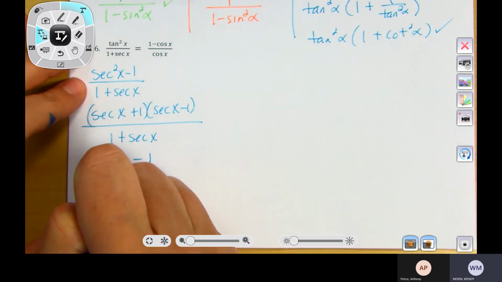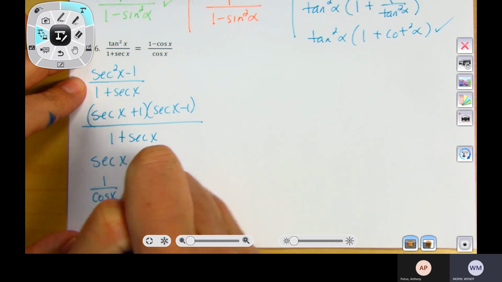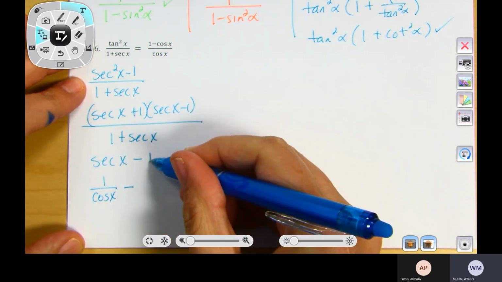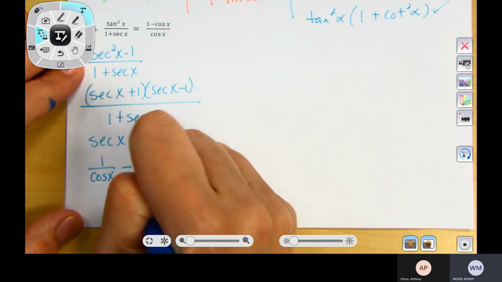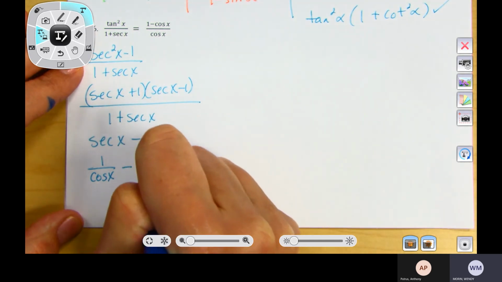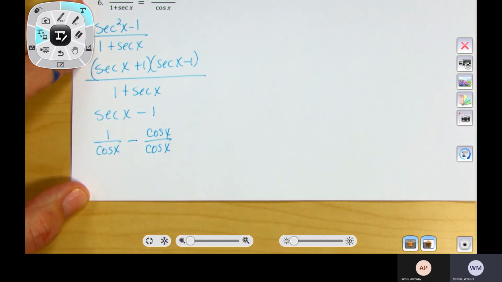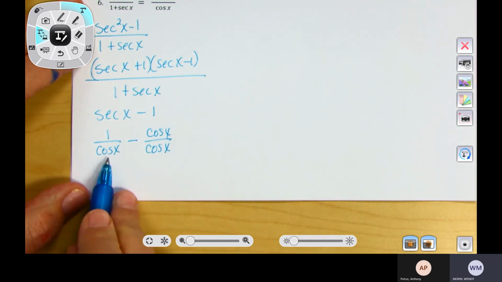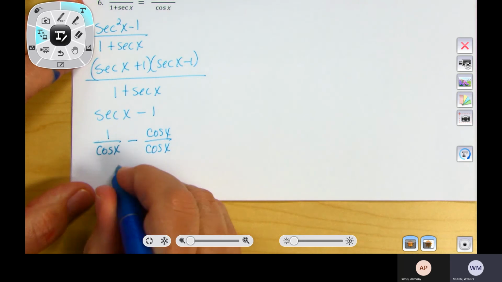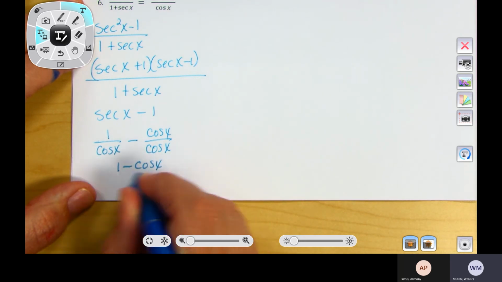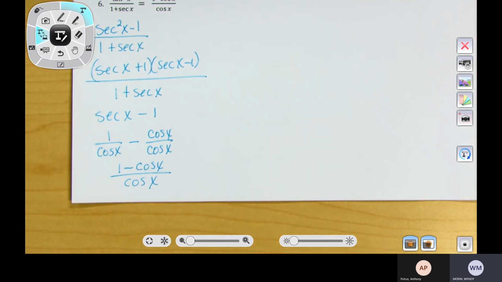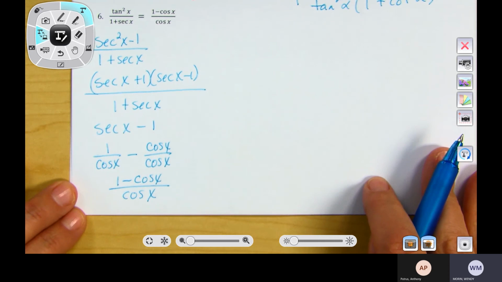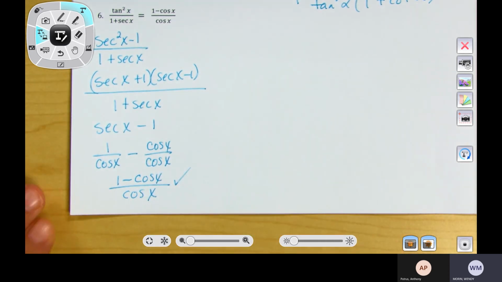Okay, let's do that. Let's change this to 1 over cosine. What should I change this to? If this is 1 over cosine, what do you think I want that to be? Yeah, cosine over cosine, because we need common denominators. And then how do we subtract fractions? We have the common denominator, true? So top minus the bottom all over the common denominator. And does the left look exactly like the right? We are done. Do not stop until they are identical.